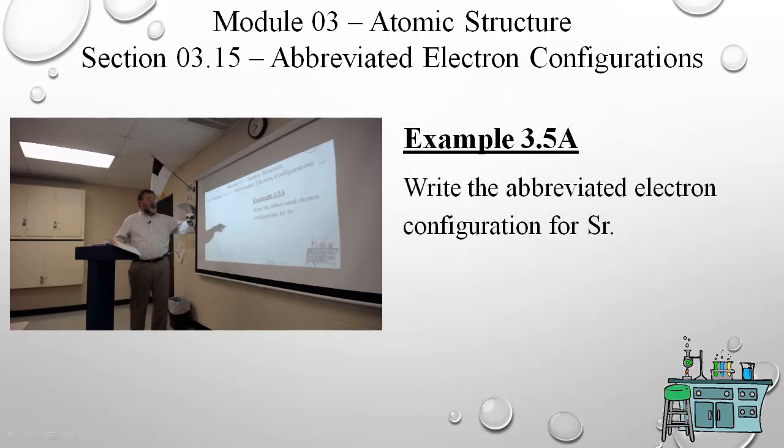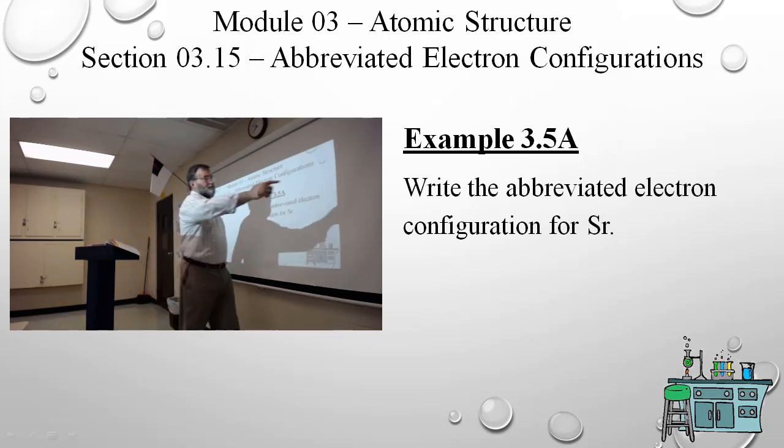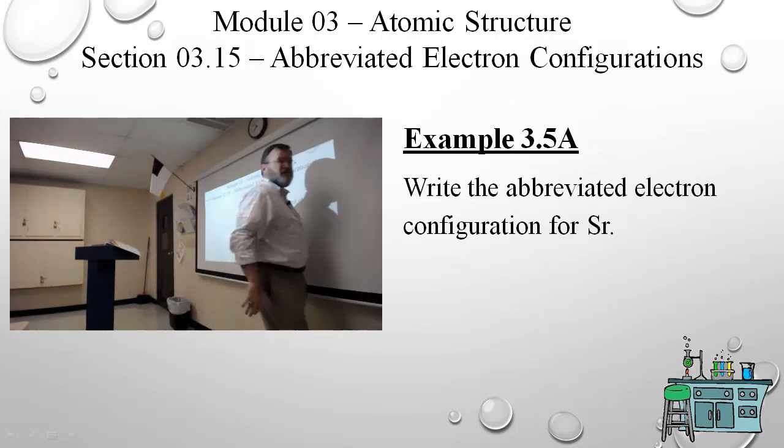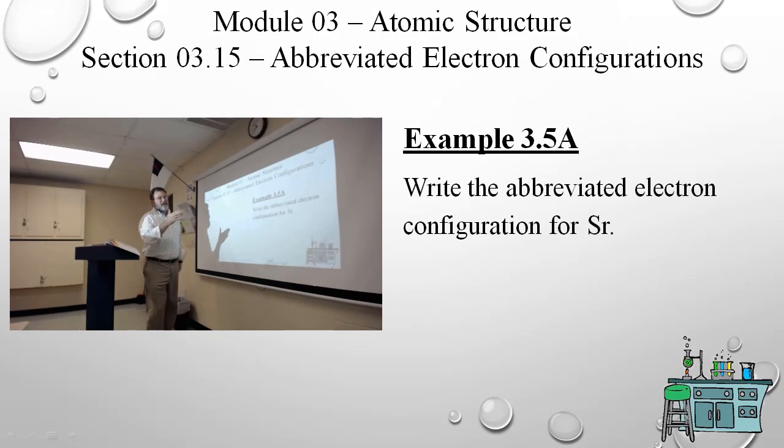Example 3a, write the abbreviated electron configuration for strontium. Strontium is a column 2A element. It's in the 5th energy level. It's over here, number 38. Okay? Let's do the process. Strontium, atomic number 38. I need to go and locate the preceding noble gas. What is that preceding noble gas? Go ahead and say it.